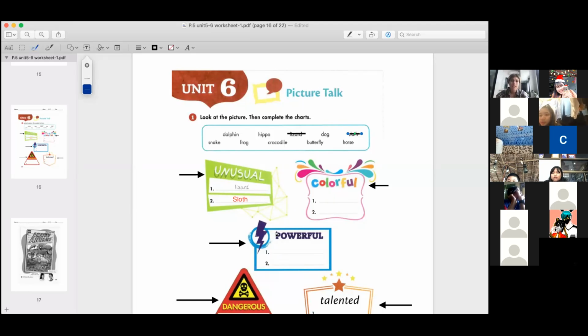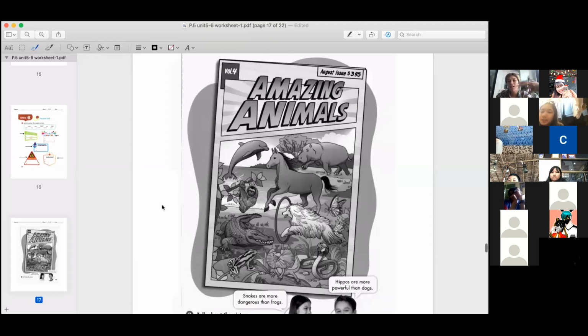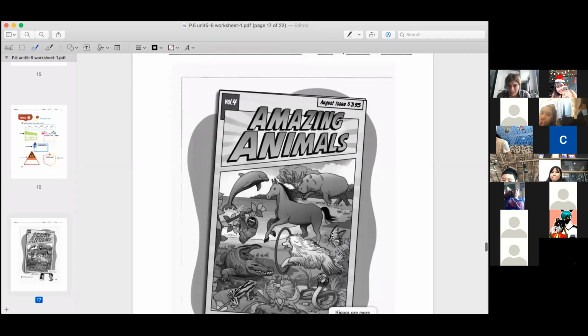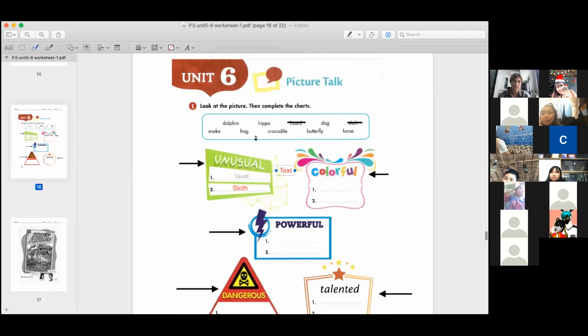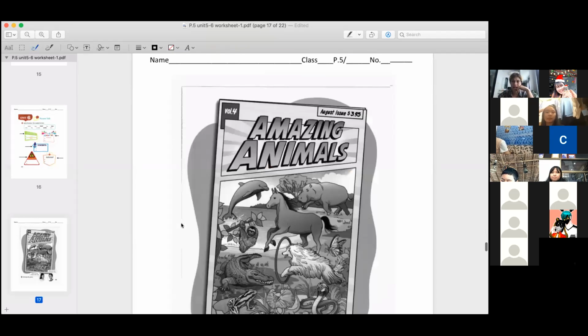All right, let's go to colorful. Our picture is black and white, but we can see the different shades. Which two animals look to be the most colorful? Butterfly. I agree. Look at all those different colors. You can tell that it's definitely different colors. So we're gonna put butterfly in colorful.